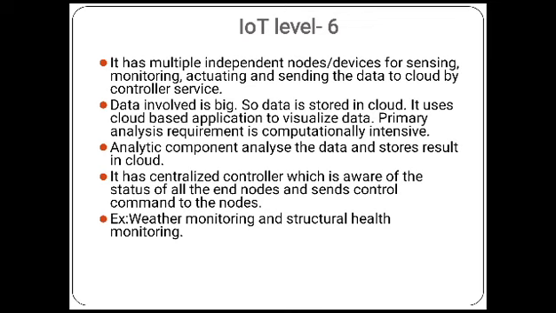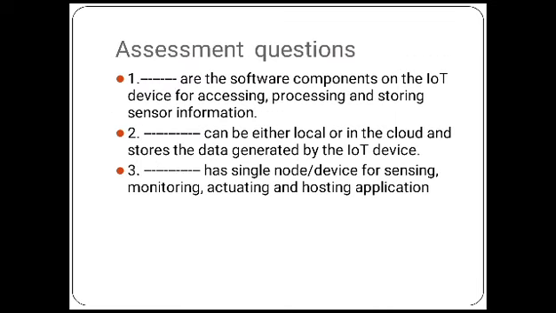IoT level 6. It also has multiple independent node devices for sensing, monitoring, actuating and sending the data to the cloud by controller service. Data involved is big, so data is stored in the cloud. It uses a cloud-based application to visualize data. Primary analysis requirement is computationally intensive. The analytical component analyzes the data and stores the result in the cloud. It has a centralized controller which is aware of the status of the end nodes and sends control commands to the nodes. Examples: weather monitoring and structural health monitoring.